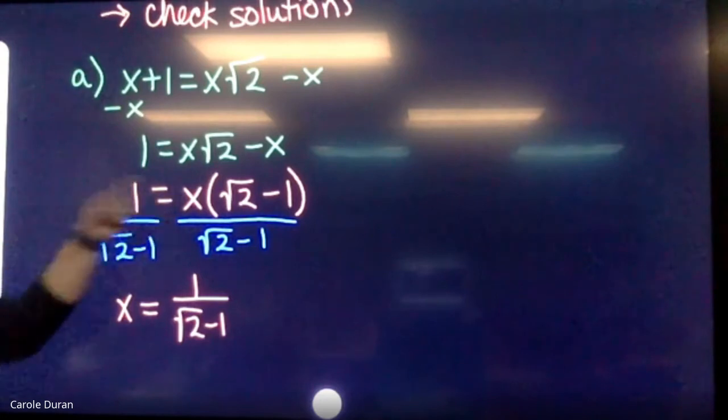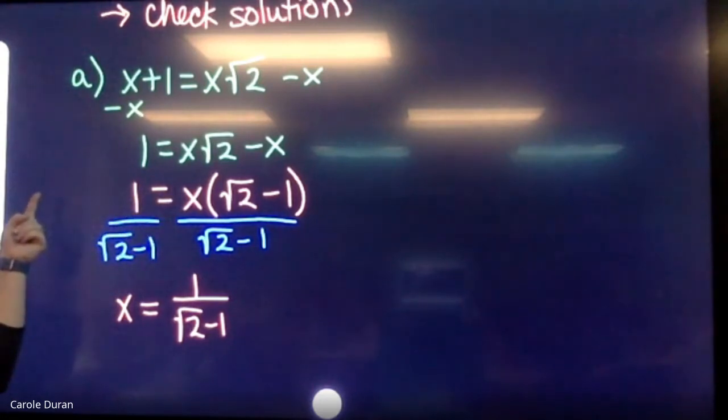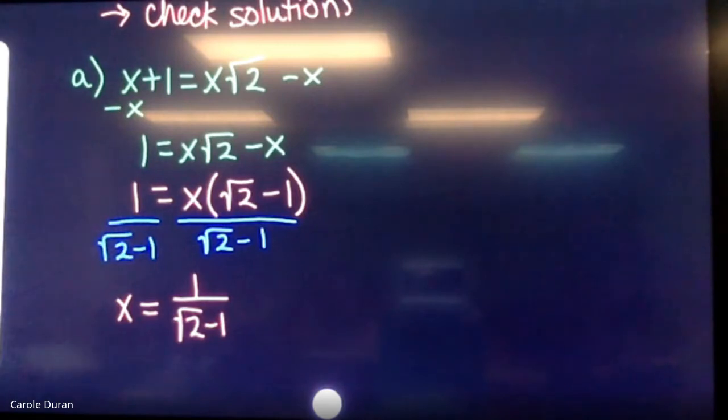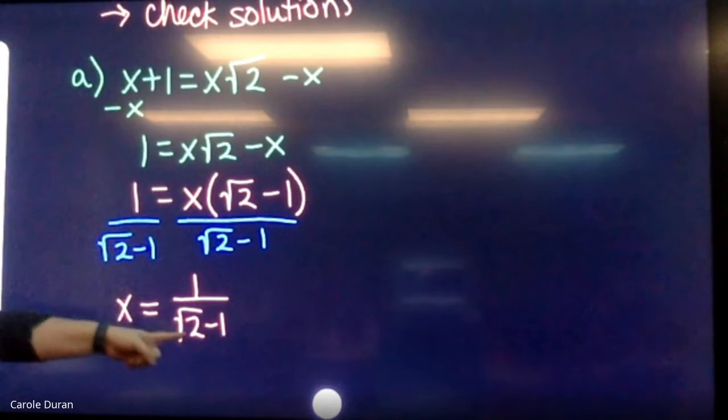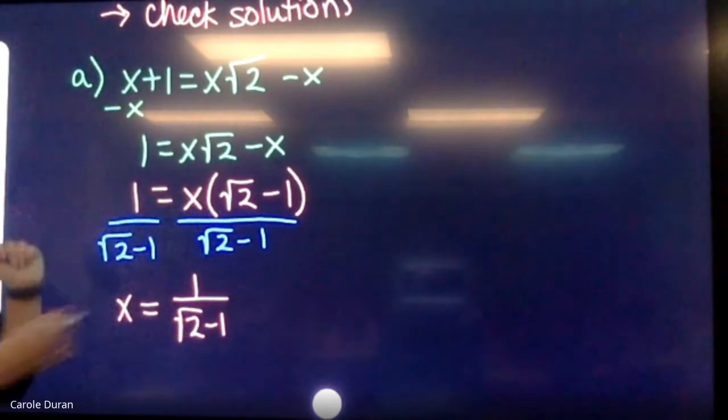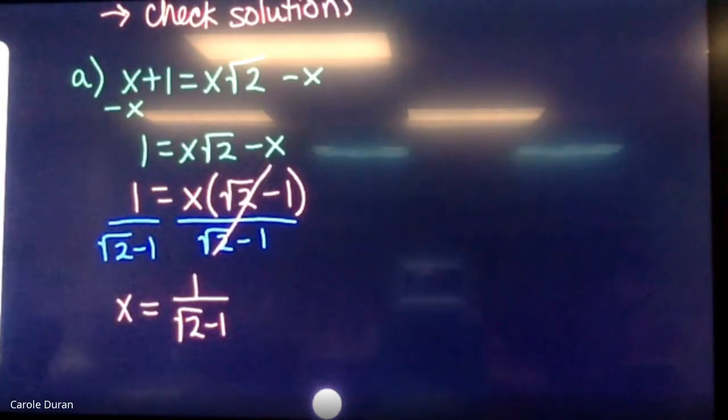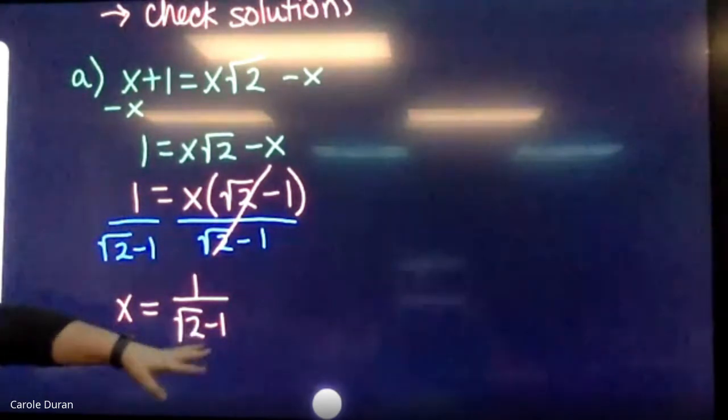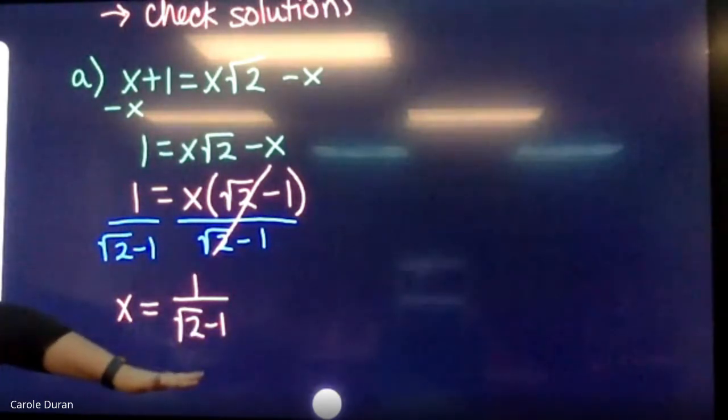I just moved the x over to the side. What happened to the square root of 2 minus 1 on this side? It stayed. The x? With this one, it canceled. It's just like having 3 times x divided by 3. It cancels itself out, which is the whole reason of doing that. If I want to rationalize the square root of 2 minus 1 as a denominator, what am I going to multiply by?